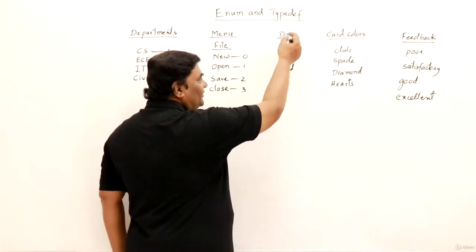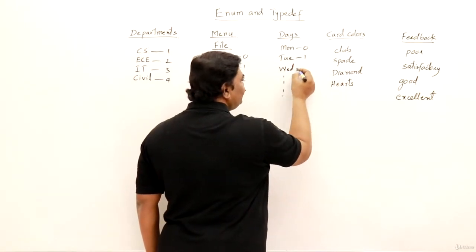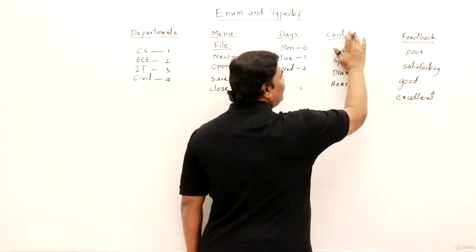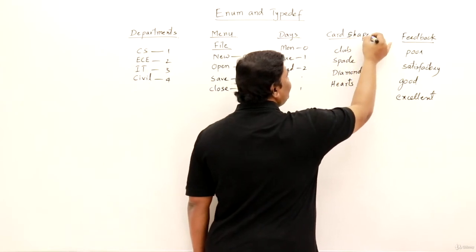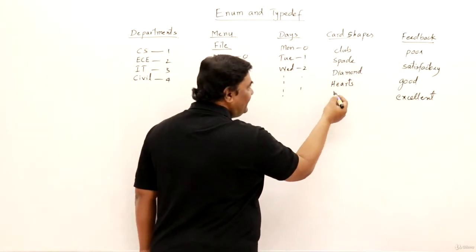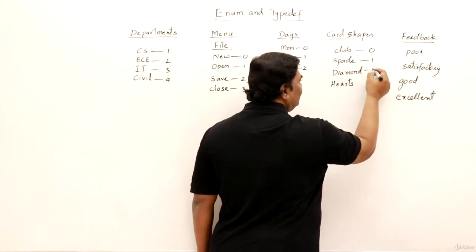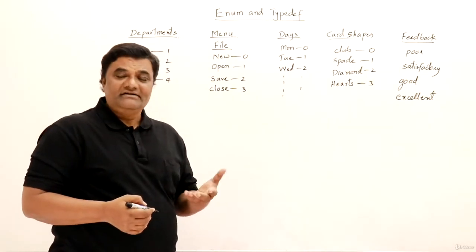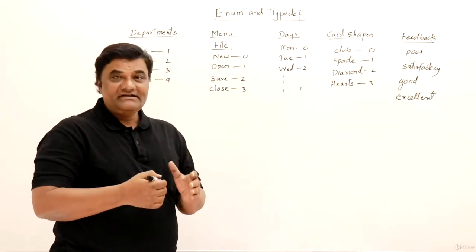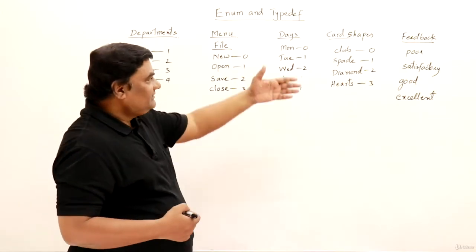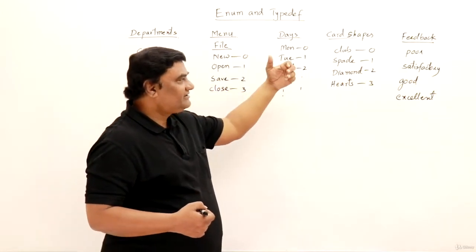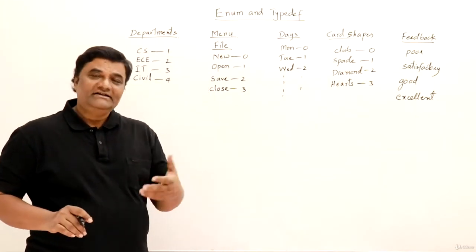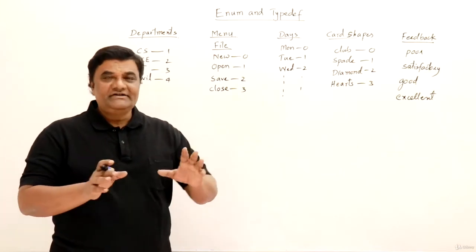Similarly here, if you are using days, then Monday is 0, Tuesday is 1, then Wednesday is 2 and so on. And these are playing cards. See, these are card shapes. There are 4 different shapes of cards: club, spade, diamond and heart. For this also you can give codes. In your program, 0 means club, 1 means spade. You can treat it like this. So numeric values can represent those words. And the same way for the feedback: poor, satisfactory, good and excellent, you can give some codes. So this is a common practice. In daily life also we use codes. Now these were the examples.